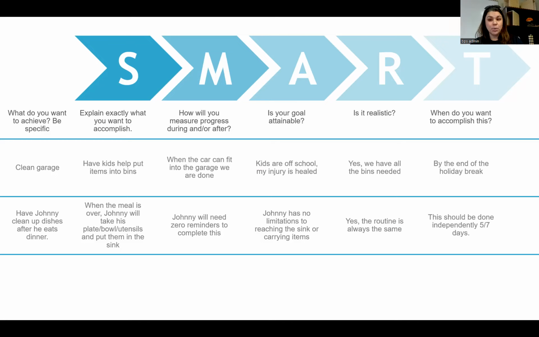And then, is this attainable? Does he have limitations? My daughter is very short, she's pretty tiny. So it's not always feasible for her to reach her glass plate into the sink. Sometimes she has to put it on the counter, because otherwise it might break depending on what else is in the sink. So are there any limitations to him putting those things in the sink? And if there are, how do we go about adjusting it?